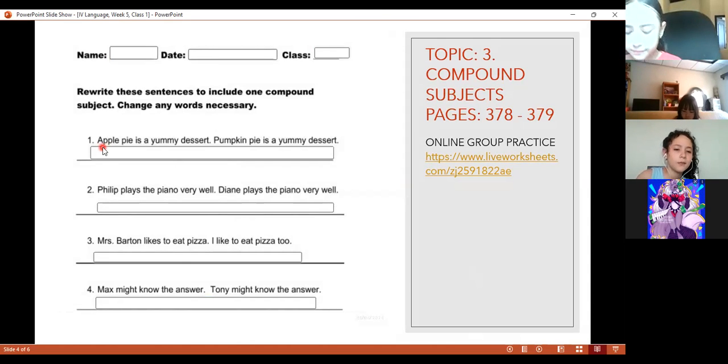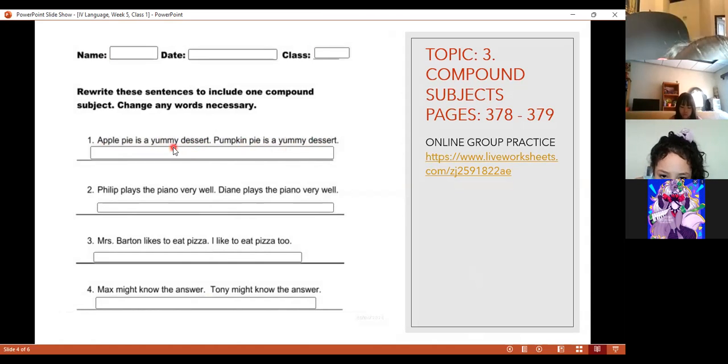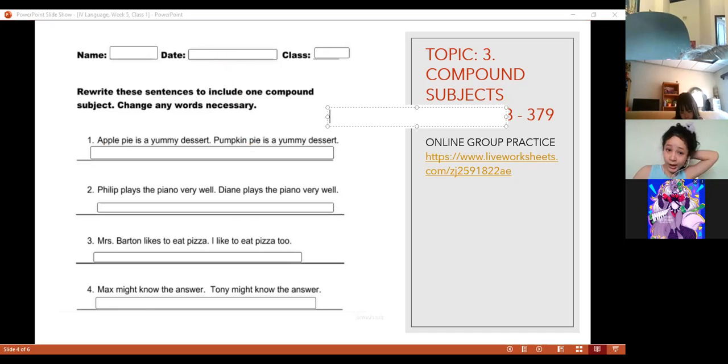You see here, apple pie is a yummy dessert. Pumpkin pie is a yummy dessert. Now, what happened in class? You see, we have two sentences, but we can have one sentence using this information. So we can create, using these two sentences, just one. How can we create one sentence using these two sentences, class? Using the word and. That makes a compound subject.